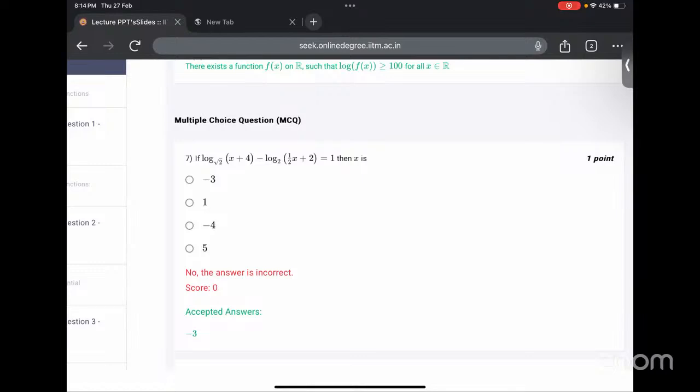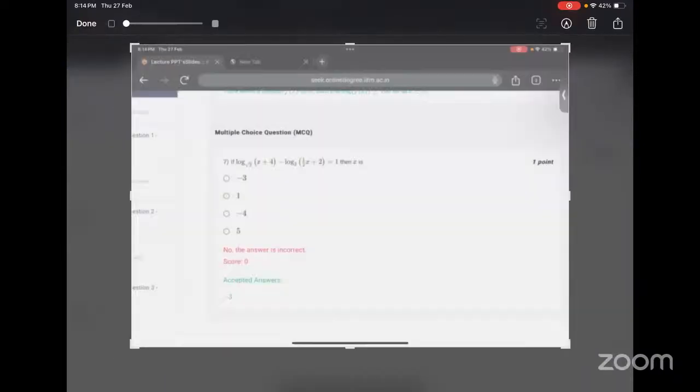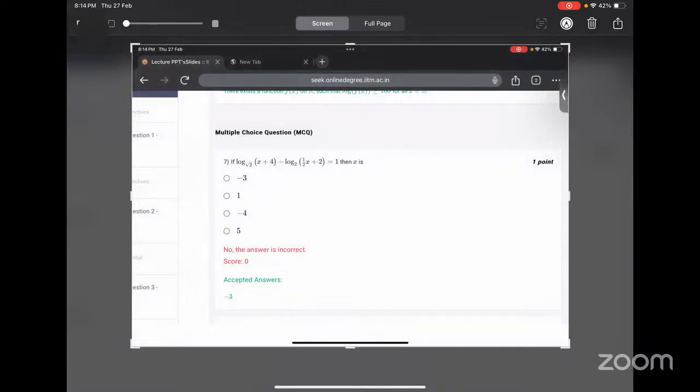Have you tried it or not? Yes, ma'am. Okay. So, shall I do it or can I skip it? Ma'am, please do it. Okay. So we have this log base root 2 of x plus 4.